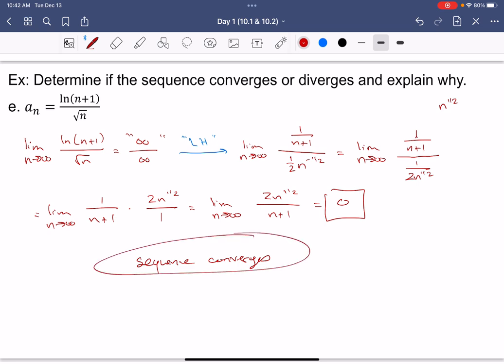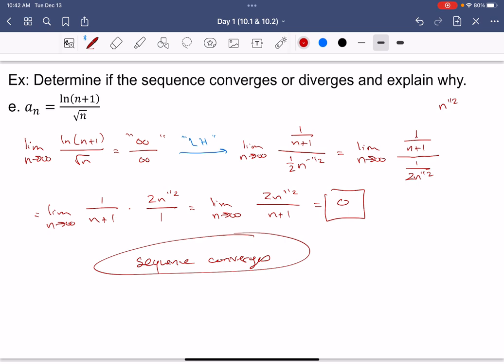And so as long as you don't get an answer of positive or negative infinity or DNE, which we didn't do any DNE examples today, that means your sequence will converge. If you do get infinity or negative infinity or DNE, I guess, then your answer would be divergent. And so that ends section 10.1.